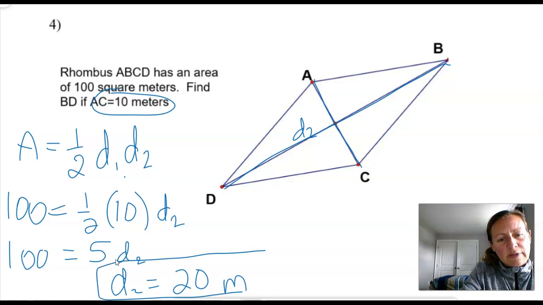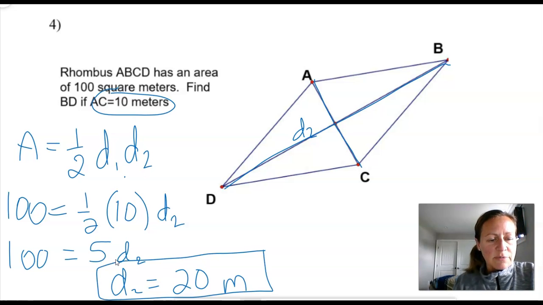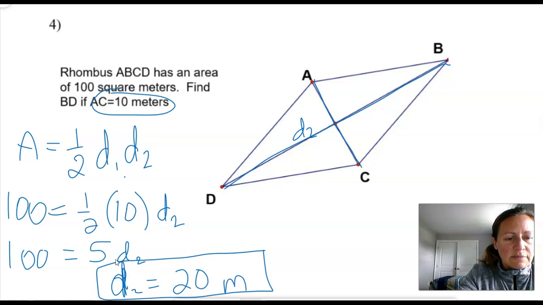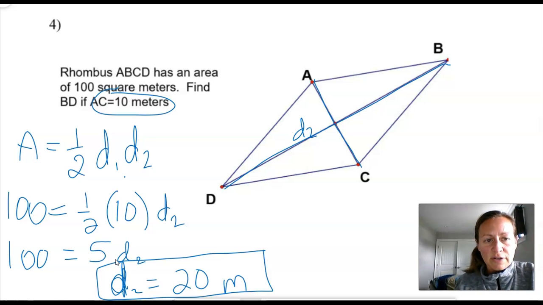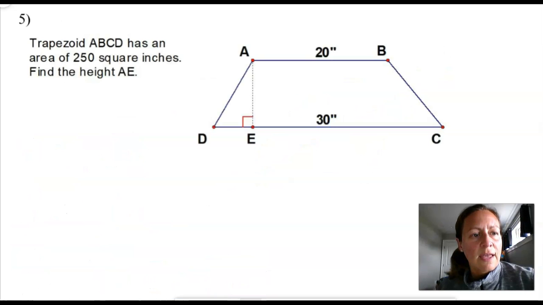So that was just a little bit of a backwards type of question. Instead of them giving us the two diagonals and asking for the area using the formula, we had to do the opposite. And question 5 is very similar to that.